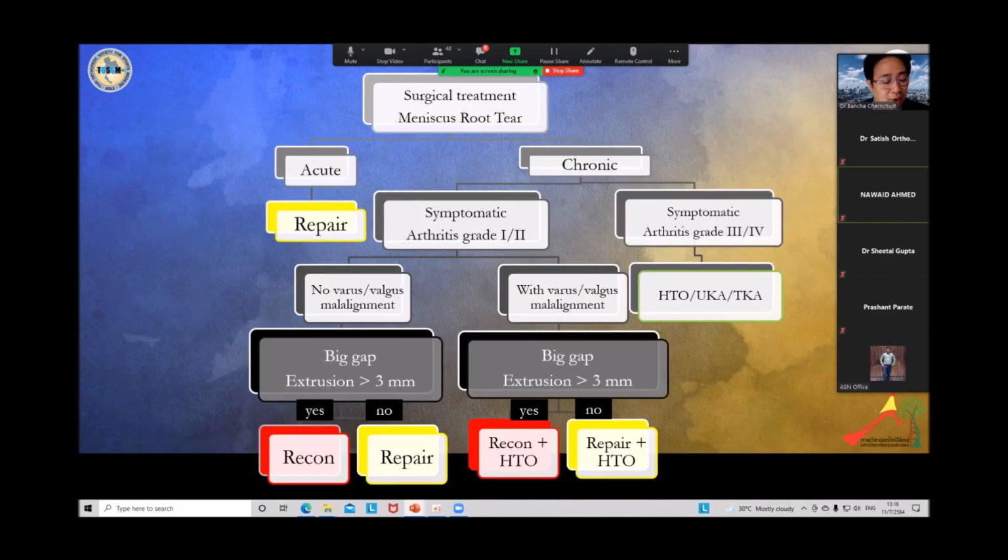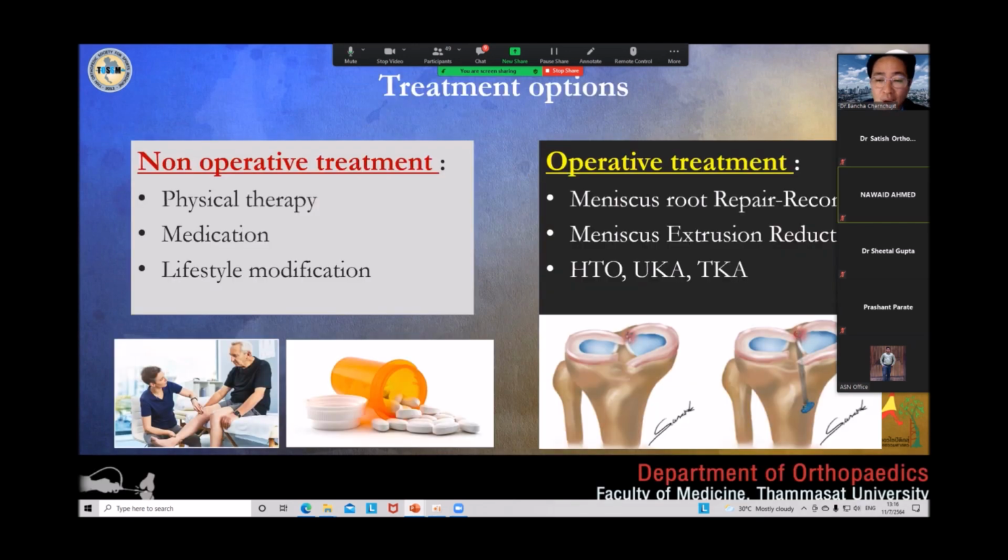And this is the algorithm for the meniscus root tear. So try to repair the acute root tear as soon as possible before arthritic change. If you repair it too late, it's too late to repair. Repairing alone may not work. You need additional surgery like axis correction, HTO, extrusion reduction, or root reconstruction. So repair it as soon as possible.